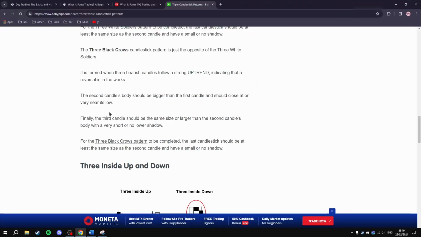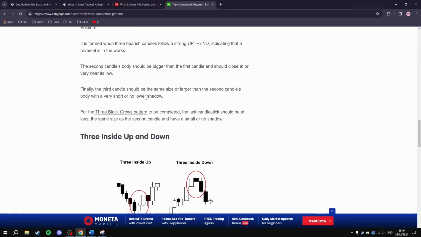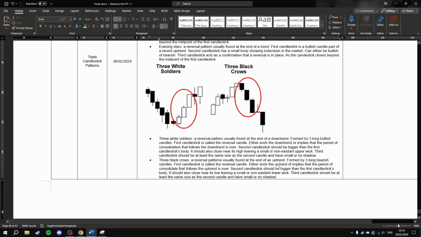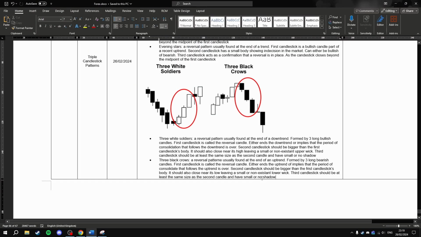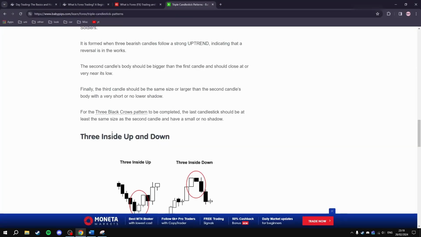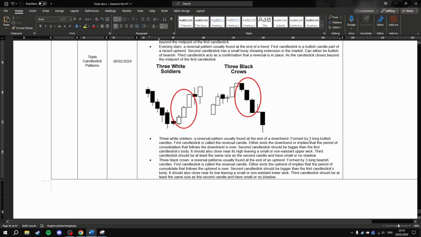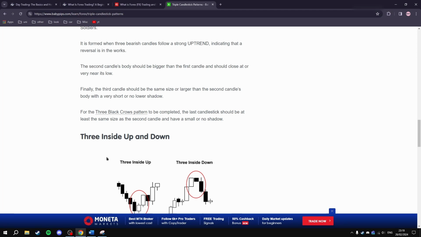Formed after an uptrend, indicating that reversal. Close very near its low, very short or no lower shadow. For the three black crows pattern to be completed, the last candlestick should be at least the same size as the second candle, but have small or no shadow.